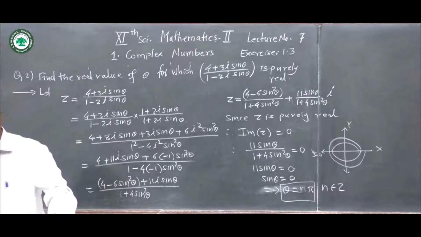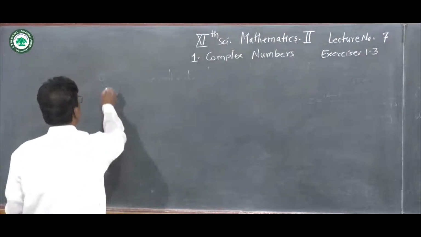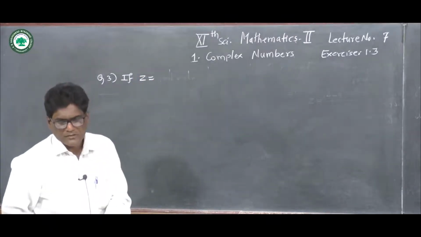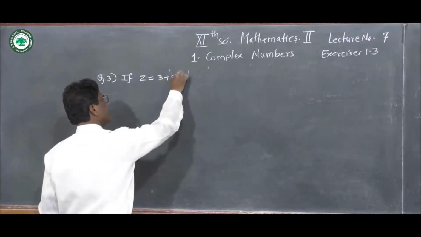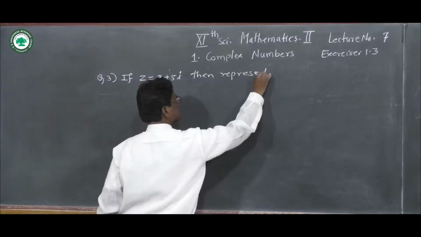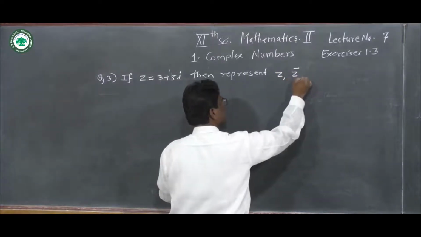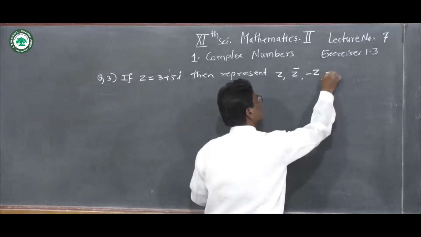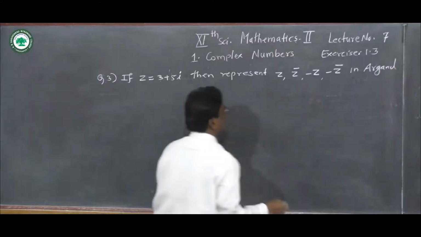Now the third problem: if z is equal to 3 plus 5i, then represent z, z bar, minus z, and minus z bar in the Argand diagram.